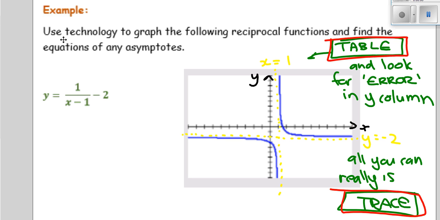So we were using technology to graph the following reciprocal functions and find the equations of any asymptotes. You probably roughly knew from this that there was a translation. Was it a vertical translation? Yes, vertical, so up and down. So that would be the -2, based on the constant. So 2 units downwards.